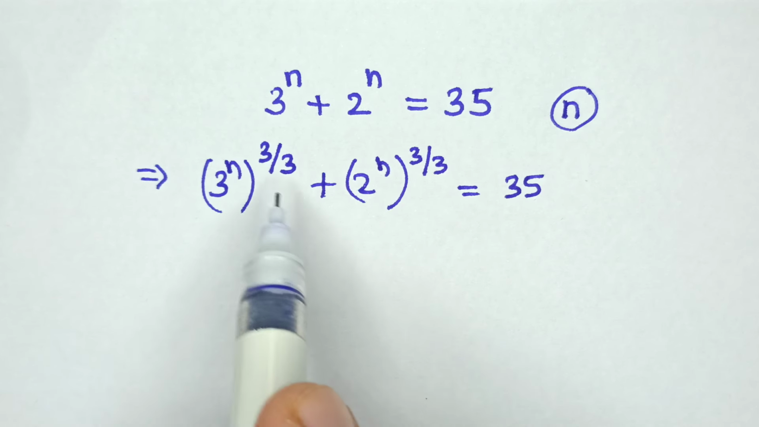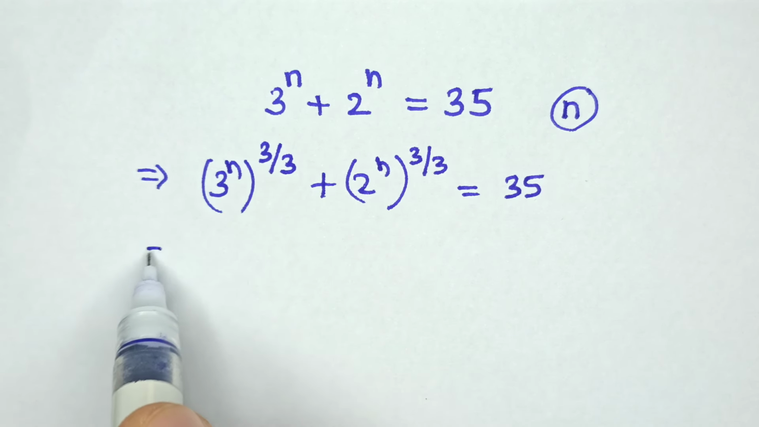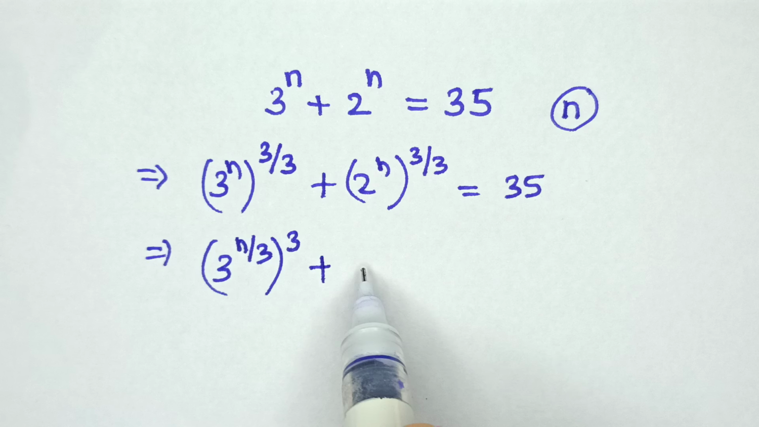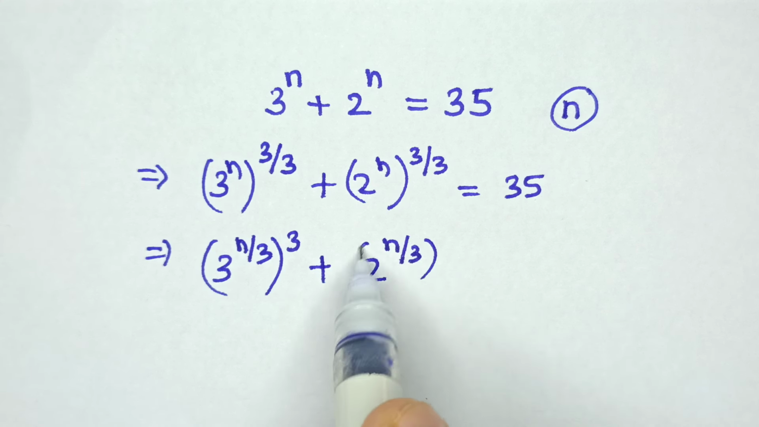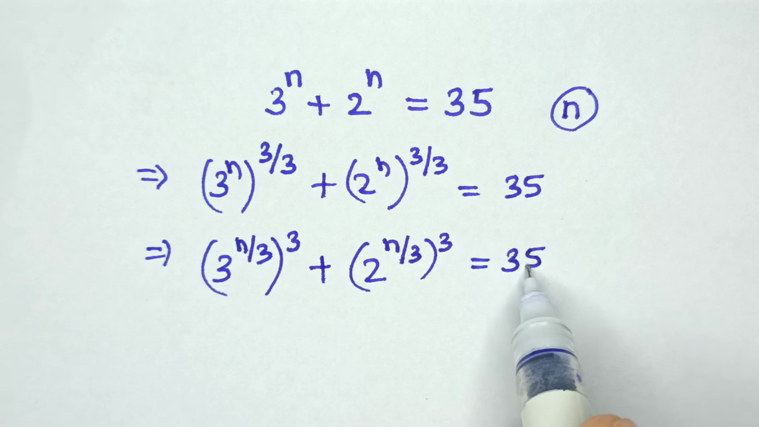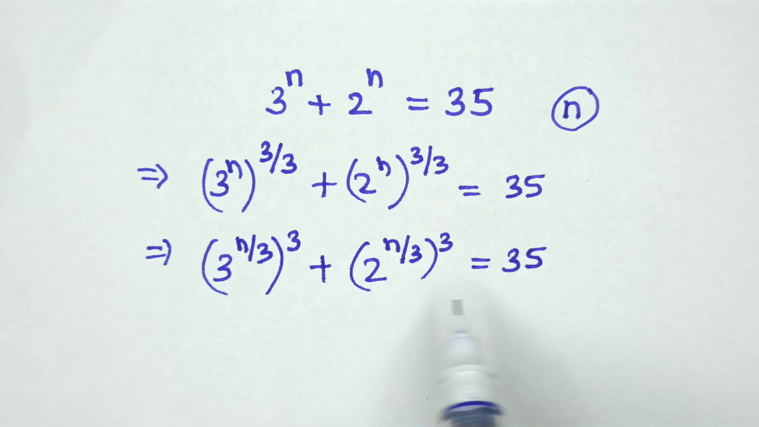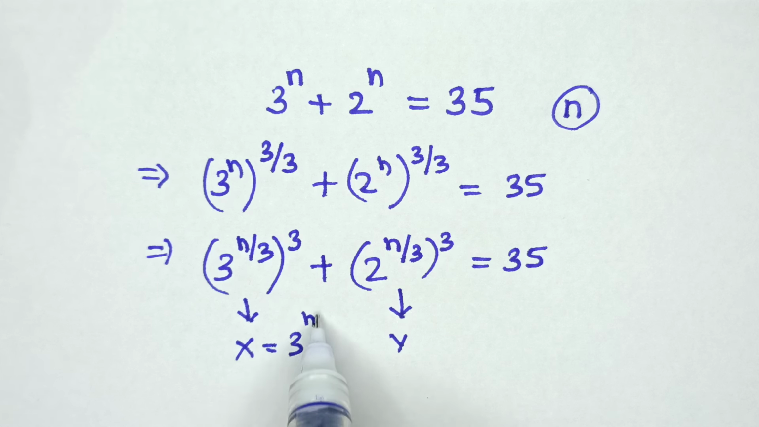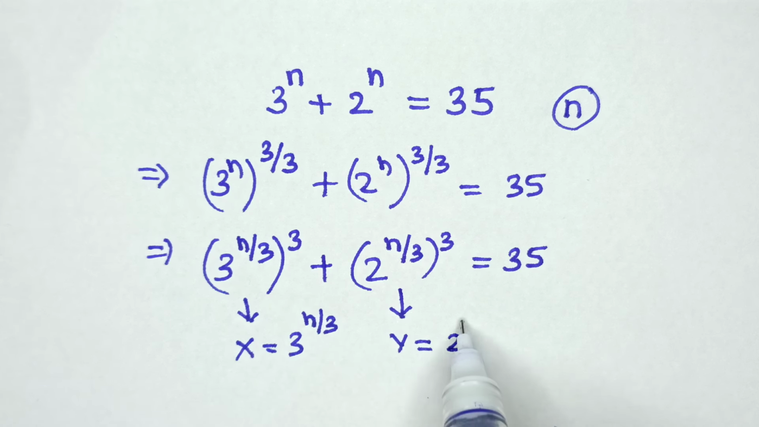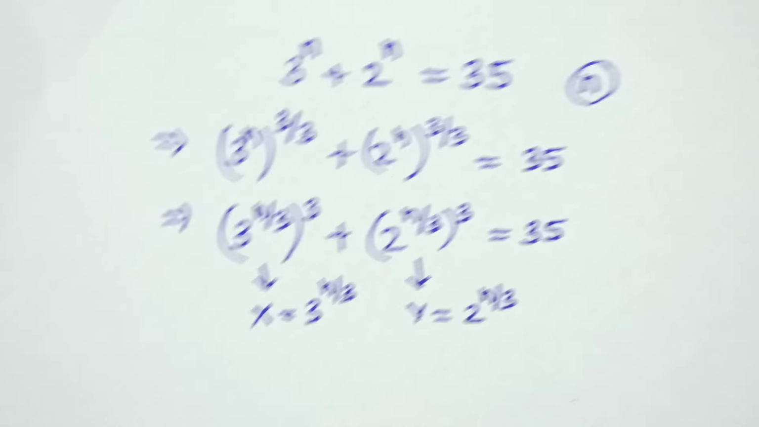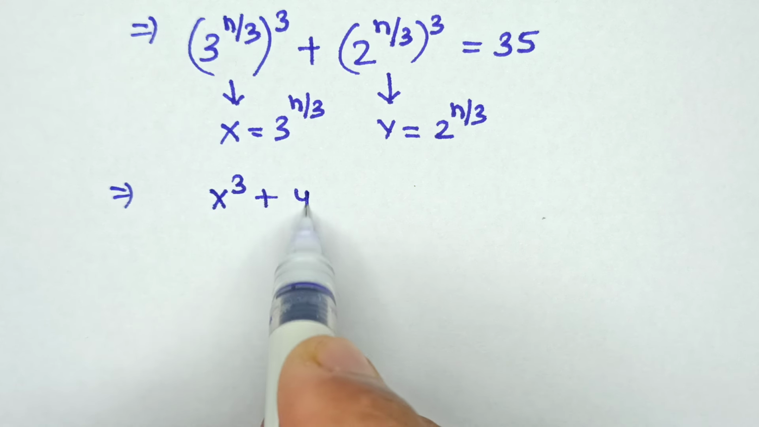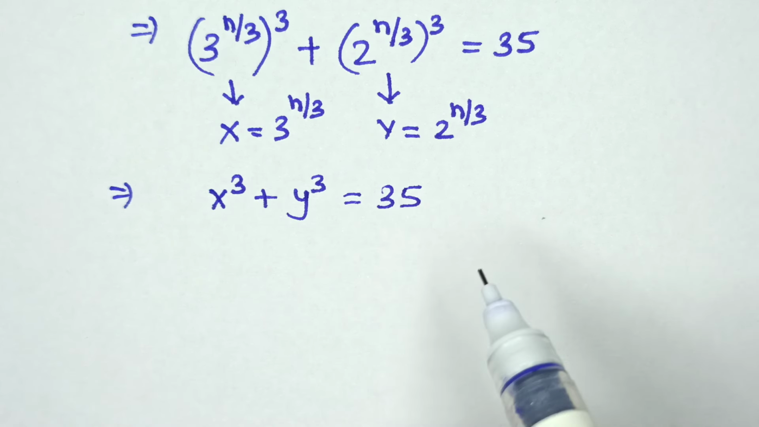Now we are going to shift the power in the denominator inside the bracket. So this becomes 3 raised to the power n divided by 3, whole raised to the power 3, plus 2 raised to the power n divided by 3, whole raised to the power 3, is equal to 35. Now I'm going to substitute this part as x and this part as y. So the value of x is 3 raised to the power n divided by 3, and the value of y is 2 raised to the power n divided by 3. Technically, this means x cube plus y cube is equal to 35.